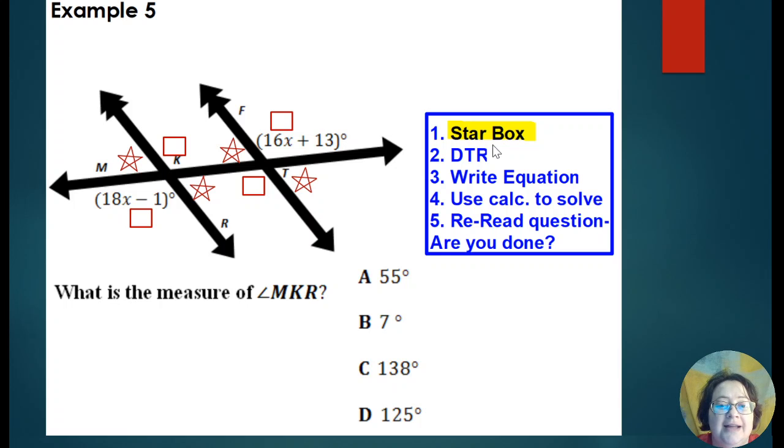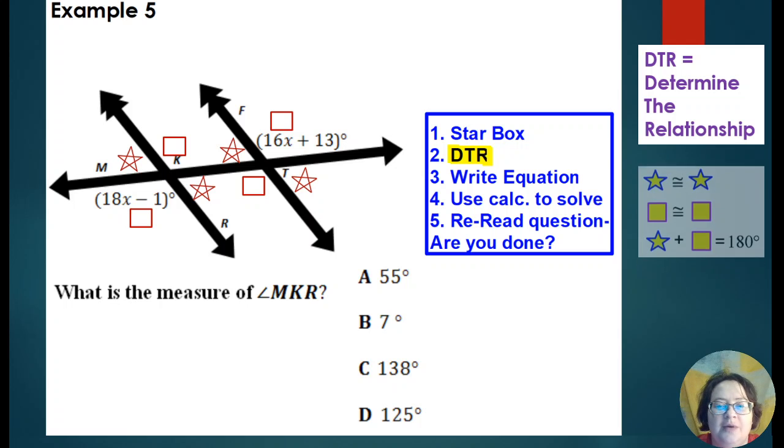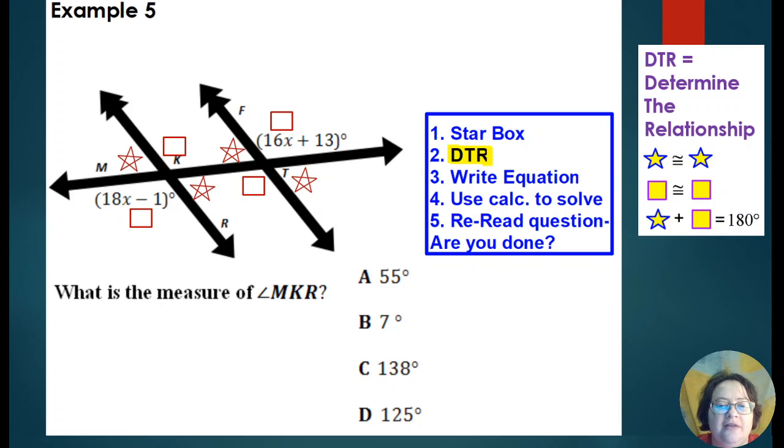All right, next, DTR, determine the relationship. Meaning, I want to know, do I have 2 stars, 2 boxes, or one of each? So are they the same or are they supplementary? So I'm going to circle what I got. I have a box and a box. So the only thing I can use here is box equals box. Now, I found the relationship.